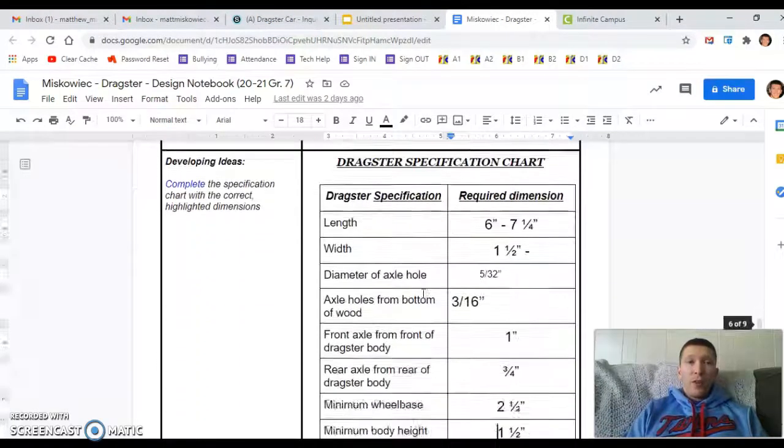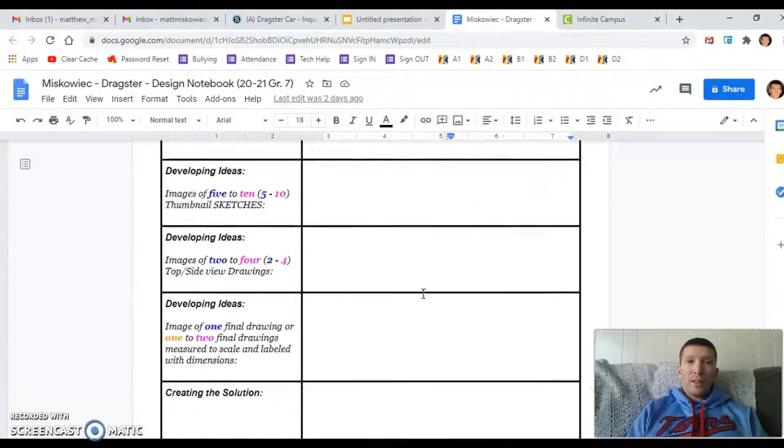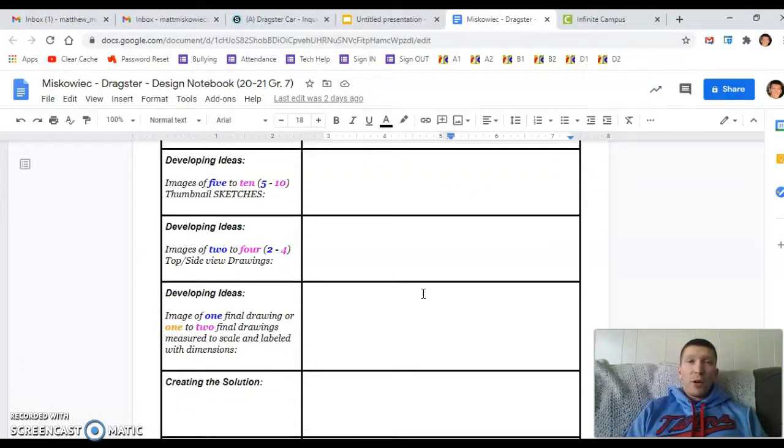And then the third part to developing ideas was sketching. And so part of the design process is making a plan, sketching it out before you actually start designing your car. And so you had to have sketches, thumbnail sketches, 5 to 10 of them, just quick rough draft ideas. And you should insert an image of your drawings here if you did them on paper.